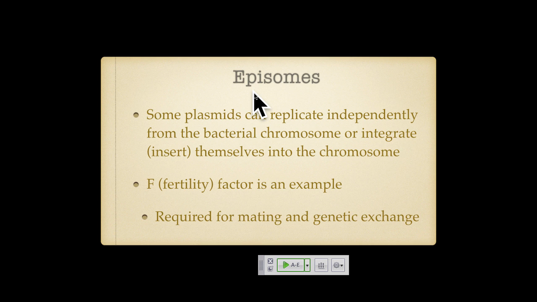So all episomes are plasmids. Would that be true or false? That'd be true. But all plasmids are episomes. False. Okay.